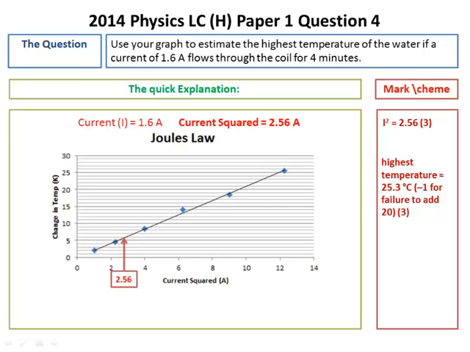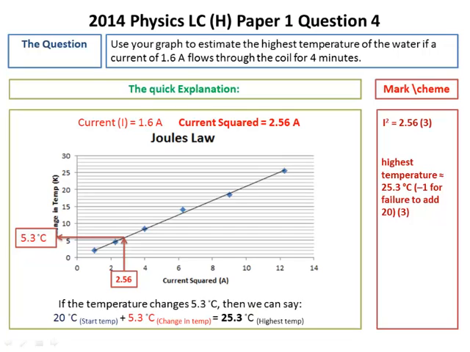We take that in our graph, we go up to the line, we ricochet like a bullet straight across, and we hit somewhere on the axis around 5.3 degrees. Okay, and then if the temperature change is 5.3 degrees, then we can just say that the initial temperature, the starting temperature of 20, plus that 5.3 will bring us up to the highest temperature of 25.3 degrees. And that'll get you the 3 marks, plus the 3 marks you got from just writing down 2.56.